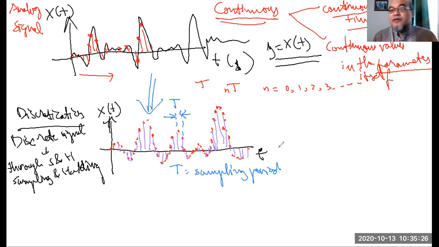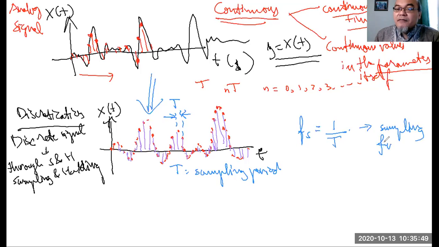The time it takes between each sampling or between each discretization, the inverse of T, is called the sampling frequency. So Fs, the sampling frequency, is basically the inverse of T. What does it entail? It means if we would like not to have much data loss during the discretization, we have to have a very high sampling frequency.